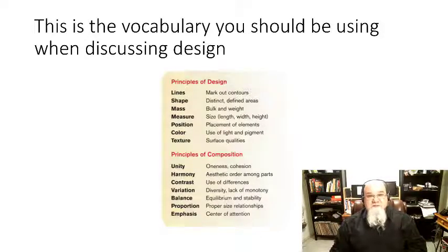You also should be picking up more theater vocabulary, especially the vocabulary of design. If you've ever had an art class or you're going to do anything artistic, you're going to find these under the principles of design. We're always going to discuss things in terms of line, shape, mass, the measurement, obviously, so it fits, position, color, and texture. And when we talk more about the principles, we're going to talk about unity, how they go together, harmony, contrast, variation, balance, proportion, and emphasis. By the end of the semester, you should be a wizard at all these.